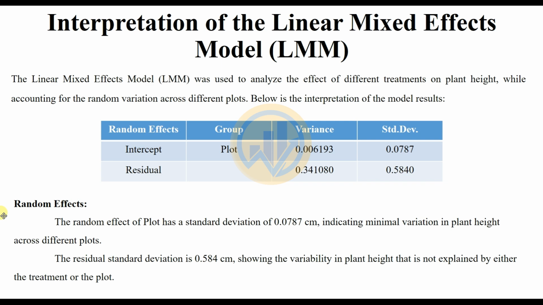The next table is for the random effects of the linear mixed effect model: the groups, intercept and residual, with variance and standard deviation values. The random effect of the plot has a standard deviation of 0.0787 centimeters, indicating minimal variation in plant height across the different plots. The residual standard deviation is 0.840 centimeters, showing the variability in plant height that is not explained by either the treatment or the plot.